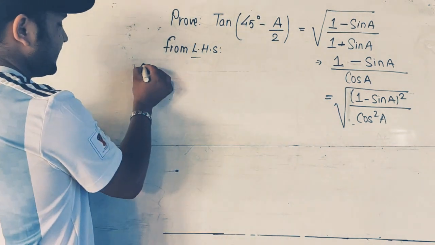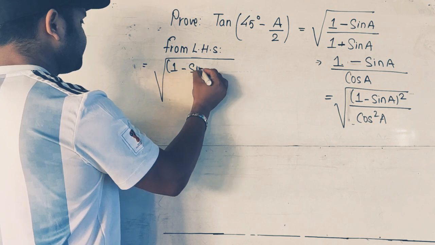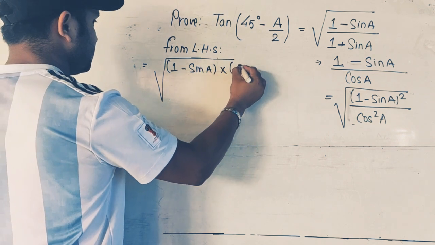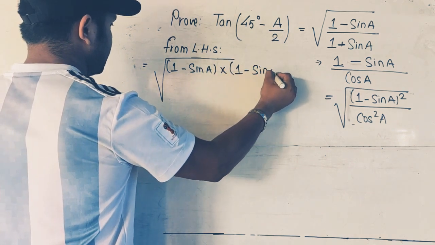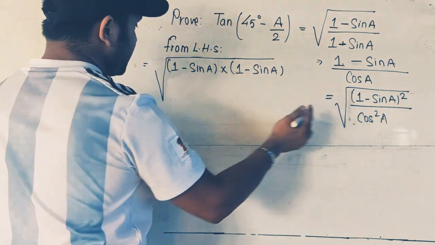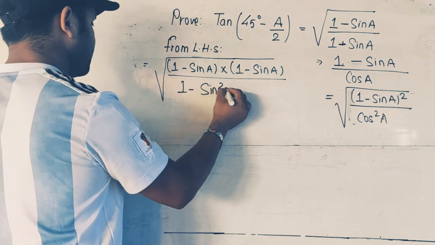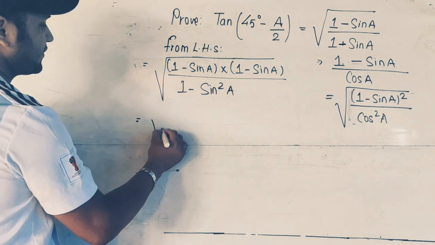Now you have 1 minus sin a whole square in the numerator, which we can write as 1 minus sin a into 1 minus sin a. In the denominator, cos square a is 1 minus sin square a. That is cos square a.